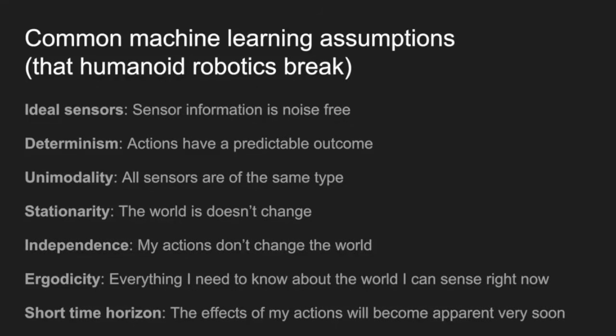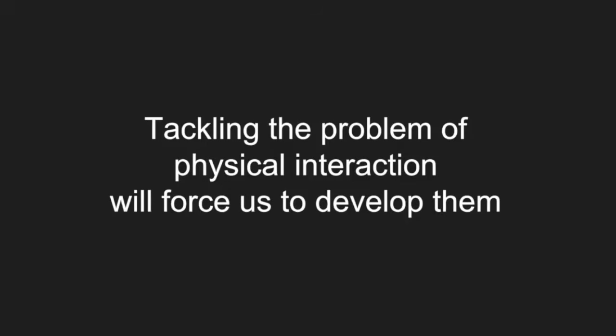So my proposal is that focusing on physical interaction is a great way to force us to confront these assumptions, to find out which ones we can bend, to find out which we can avoid altogether, and to drive us to create algorithms that are less fragile and able to accommodate a much more general set of tasks. That will then take us one step closer to human-level intelligence.